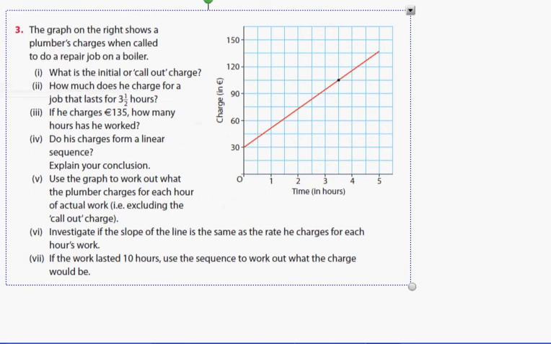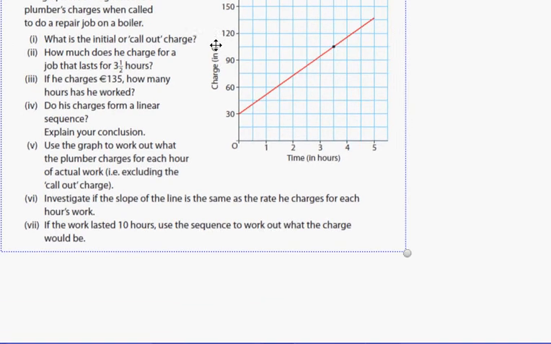The graph on the right shows a plumber's charges when called to repair a boiler job. What is his initial call out fee? Okay, so his initial call out fee, what is it?